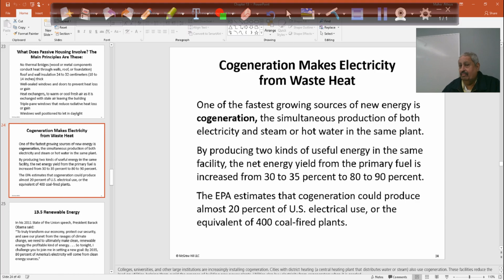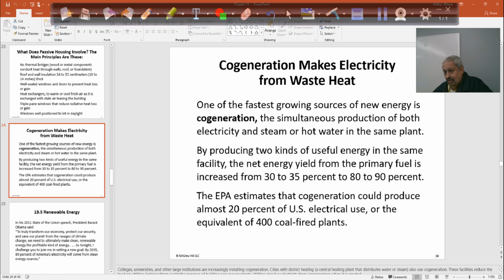Cogeneration makes electricity from waste heat. This is like a quiz definition. Co means with. You are generating with. Co means, like in cooperation, operation is by itself a word, and co means all the time with something else. So cogeneration makes electricity from waste heat. One of the fastest growing sources of new energy is cogeneration.